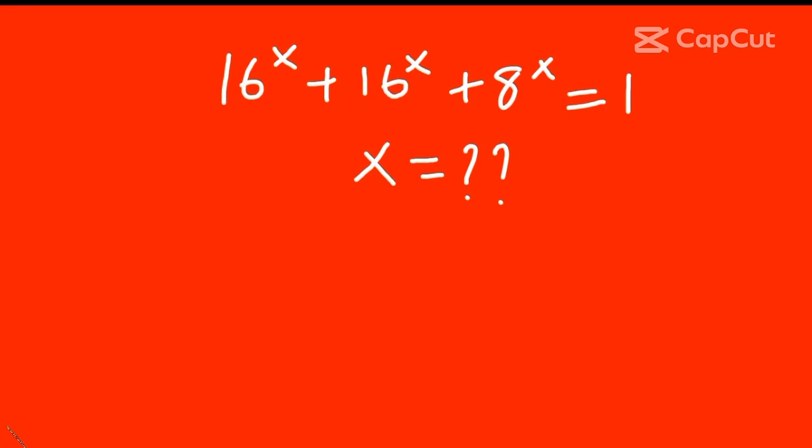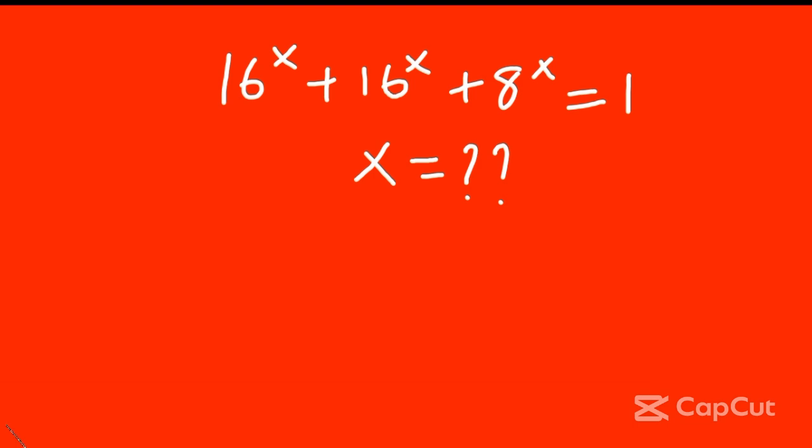Hi guys, in this video we have this simple question that says 16 raised to the power of x plus 16 raised to the power of x plus 8 raised to the power of x is equal to 1, and we have to solve for x. You can pause this video to give this question a try and let's see your answer in the comment section.